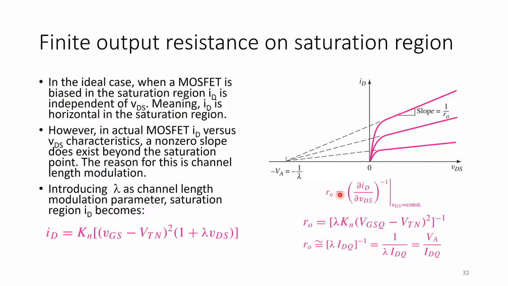Or, remember the early voltage in BJT. The early voltage is actually the inverse of the channel length modulation parameter. If you have just the value of the channel length modulation parameter or the early voltage, and you know the Q point for the current, then you can just find it from this expression: R out equals VA over IDQ, or equals 1 over lambda IDQ.